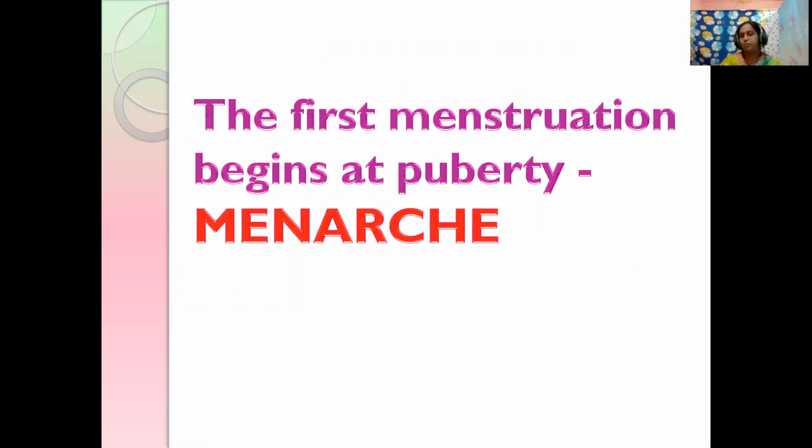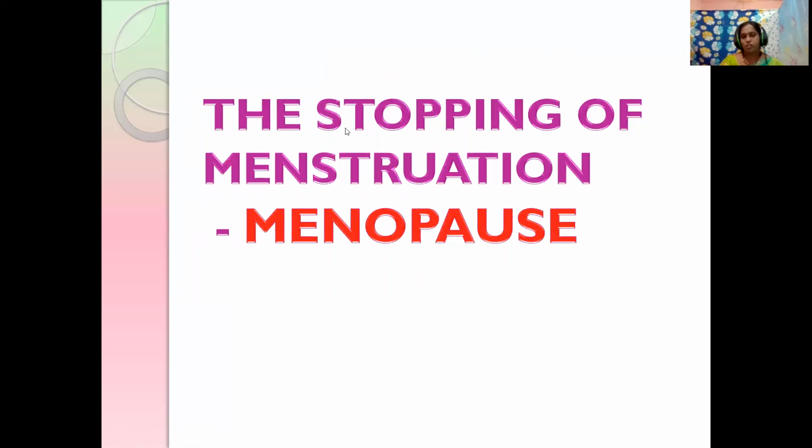The first menstruation begins at puberty, and this is termed menarche. The last menstruation is called menopause. Menopause is at an average of 50 years old, when the menstrual cycle stops. But nowadays we see, students, that the menopause age is 40 to 45 due to various environmental factors.